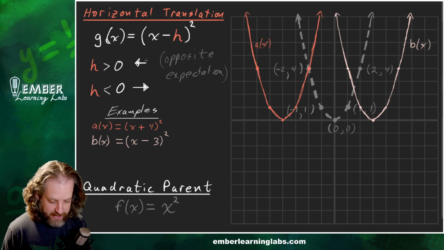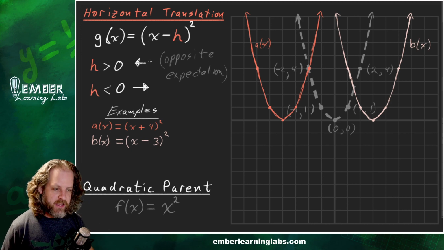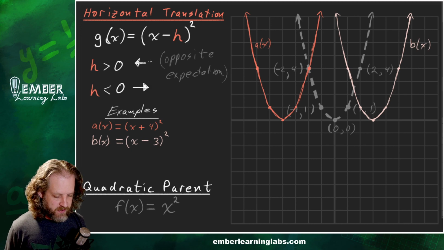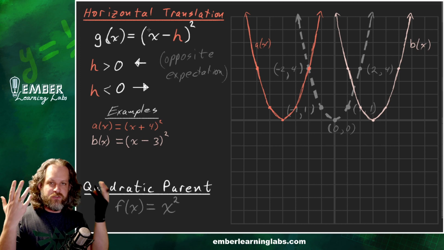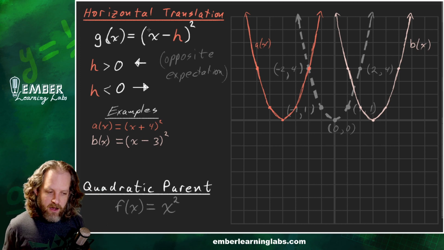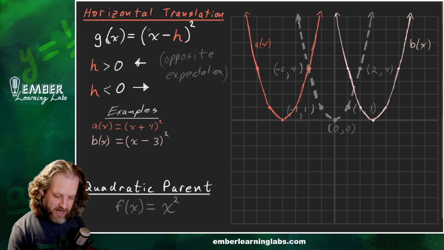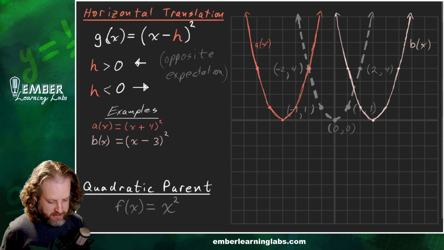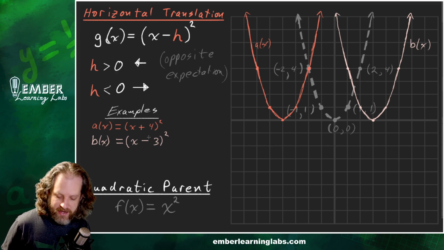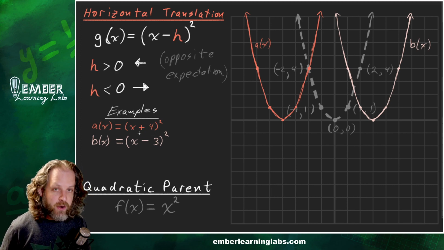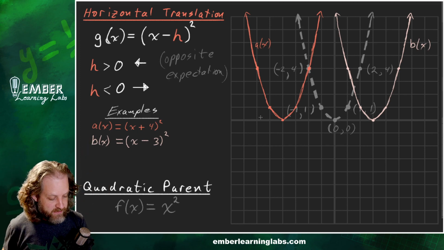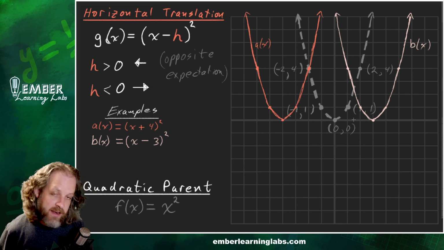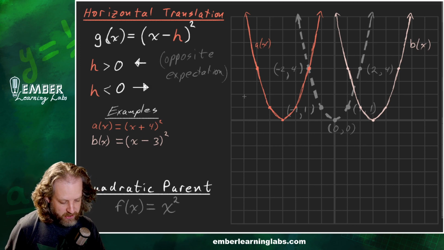But inside parentheses, this applies to a whole bunch of different kinds of functions. Later we'll learn some functions, like square roots and things like that. But almost always inside parentheses, it moves opposite expectation, right? So in this example, a of x, we've got x plus 4 inside parentheses squared, and that moves to the left, even though it's positive. The negatives are going this way, but this moves our graph 4 over.